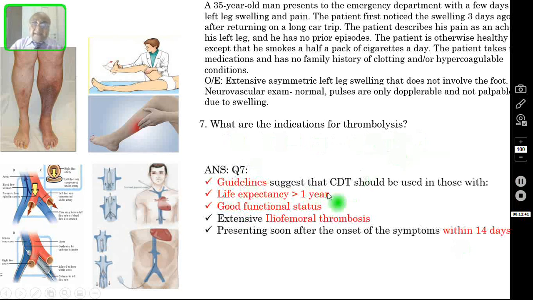So guidelines suggested that catheter directed thrombolysis should be used in those with: number 1, life expectancy of more than 1 year, those who are having very good functional status, and those who are having extensive iliofemoral thrombosis, and those who are presenting soon after the onset of the symptoms within 14 days. If somebody is going to come to you after 14 days, that is not acute DVT, so you need not do thrombolysis for them.